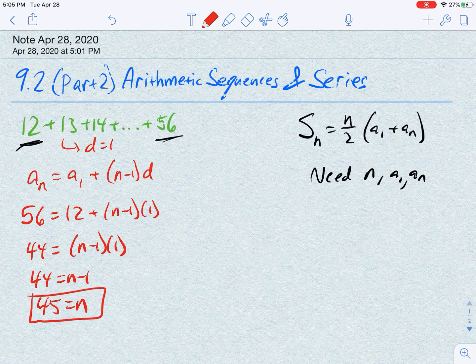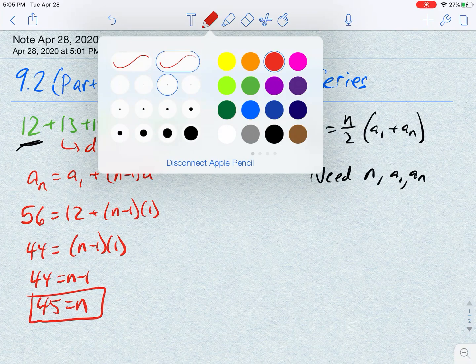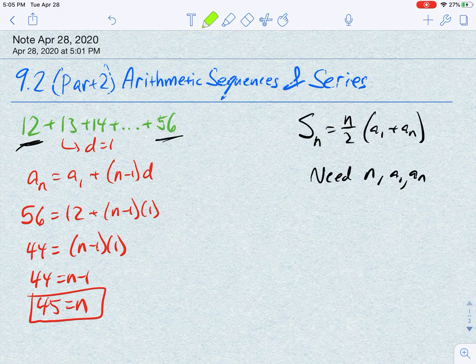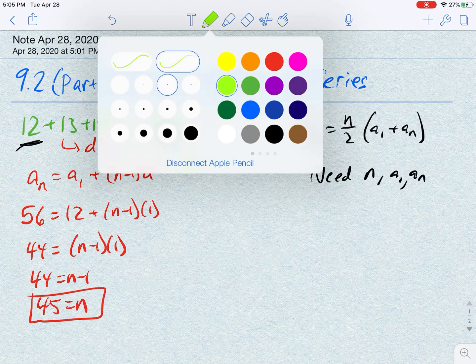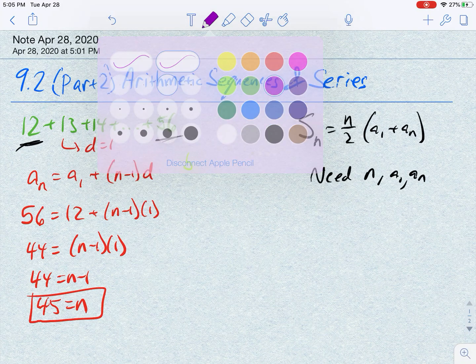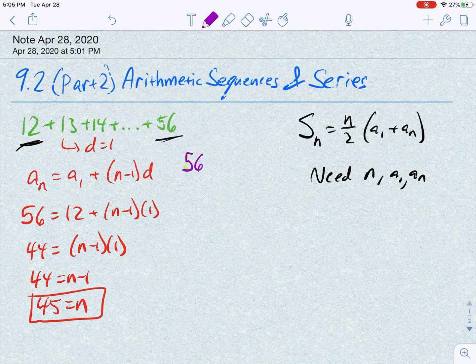So what do I need to do? Well, first, I'm going to subtract, right? Get 44. And I'm going to do something kind of odd here. I'm not going to distribute the 1. I'm going to kind of divide by 1, which does nothing. And then I'm going to add 1. I get 45. Okay, so there's 45 terms. You don't have to show work on that.